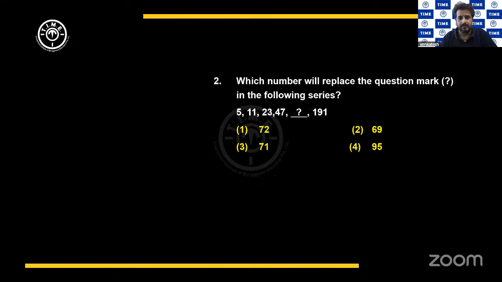Right. Now, what are the given numbers? Which number will replace the question mark in the following series? Reading the instructions is very, very important. Now, what are the instructions given? What are the numbers given? 5, 11, 23, 47, 191. Now, if you observe, from one number to the next number, there is a big jump.